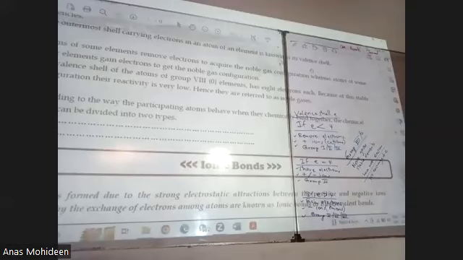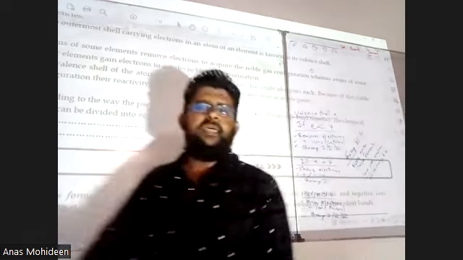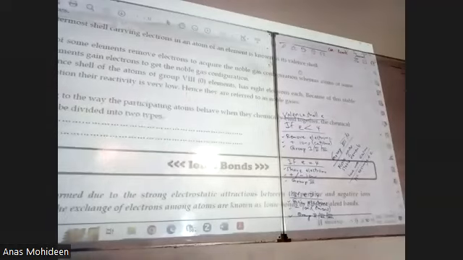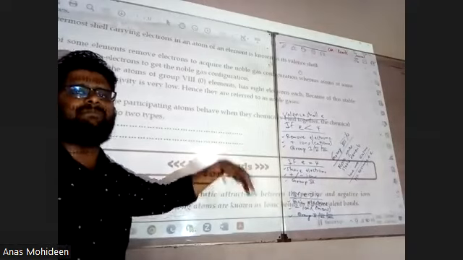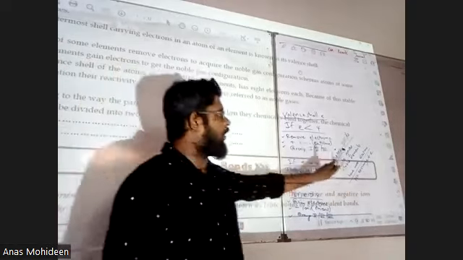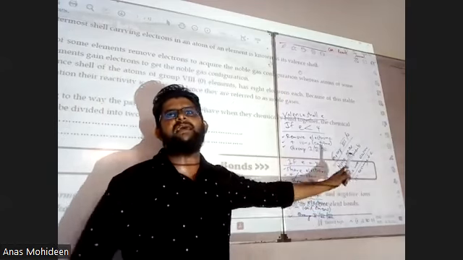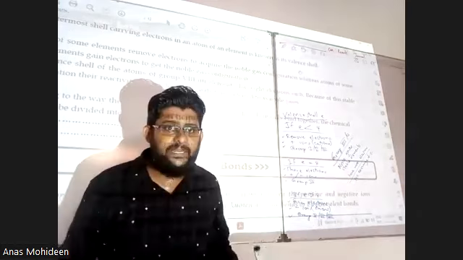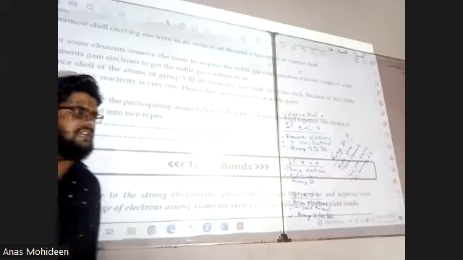Why? They are the noble gases. They are already stable. They don't want to remove, accept, or share electrons because they are stabilized. All others accept, remove, or share electrons to obtain this stabilized electronic configuration. Is that clear? So this is why chemical bonds are made.